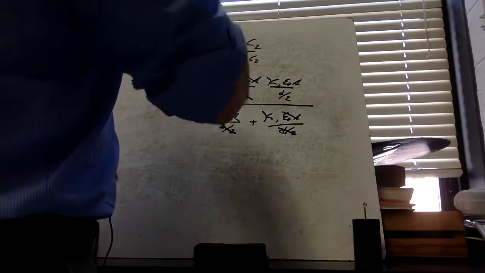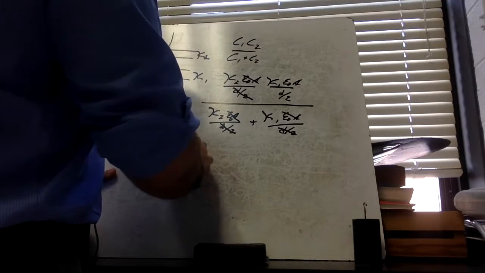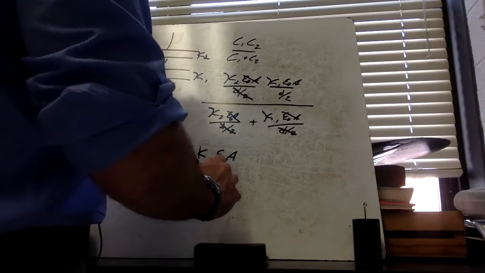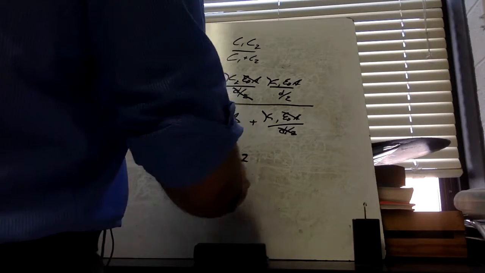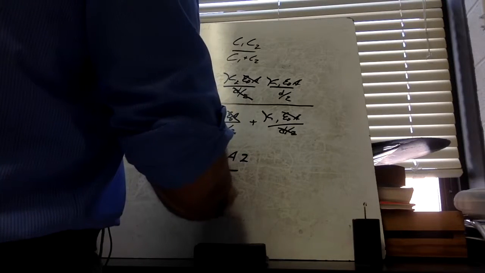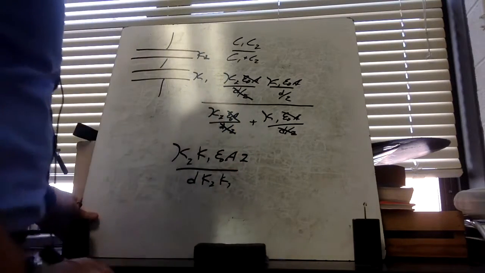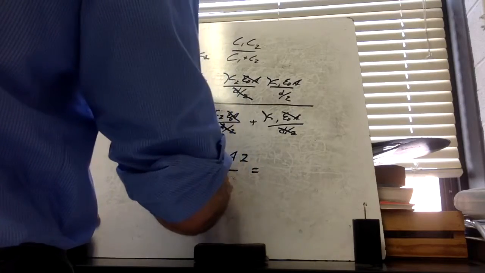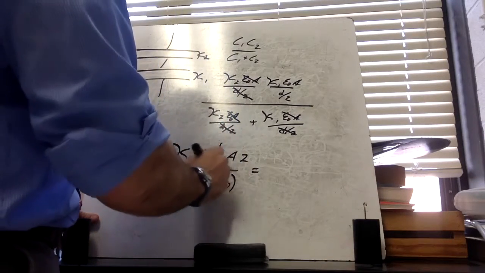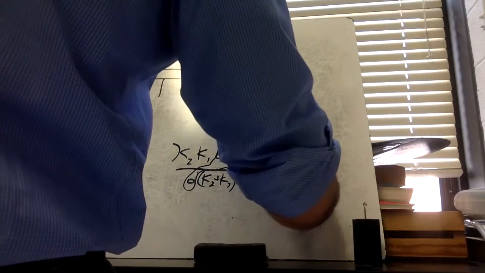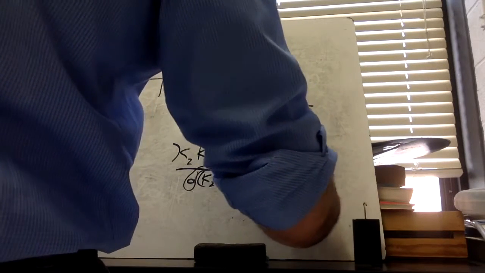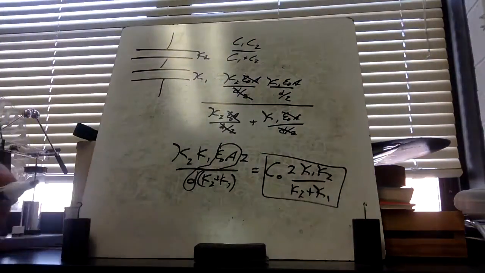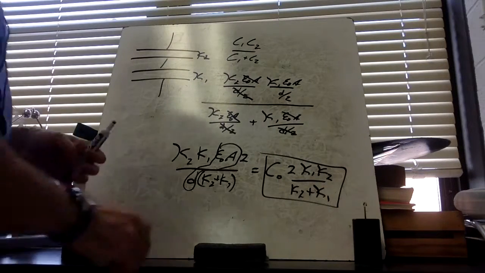And so all we're left with here in the end, I think, let's see, kappa 2, kappa 1, epsilon naught A times 2 all over d, kappa 2 plus kappa 1. So this is C naught. So it's C naught times 2 kappa 1 kappa 2 over kappa 2 plus kappa 1. Okay? So that's it. That's example 8.